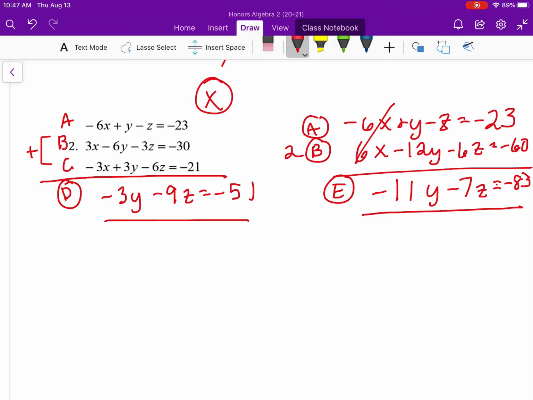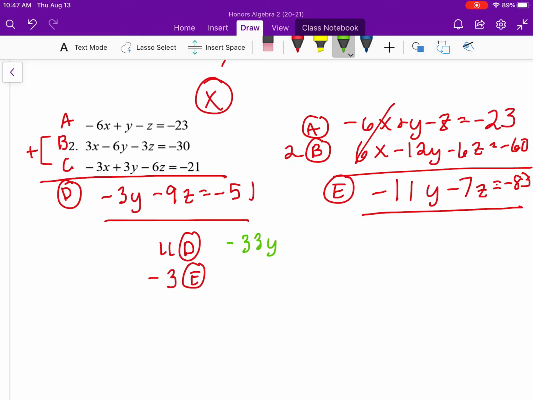So now I have D and E. Now the easiest way to get rid of a variable is that I need to find either numbers that 11 and 3 go into or 7 and 9. And honestly, it doesn't really matter. I'm going to actually go ahead and say 11 times D, and I'm going to do -3 times E. That's going to force this to be -33y, and this will be positive 33y. So let's go ahead and multiply everything.